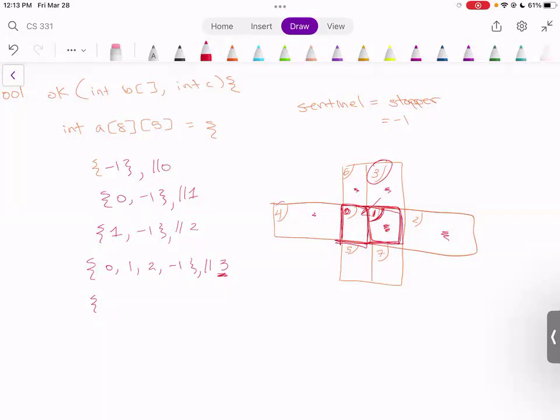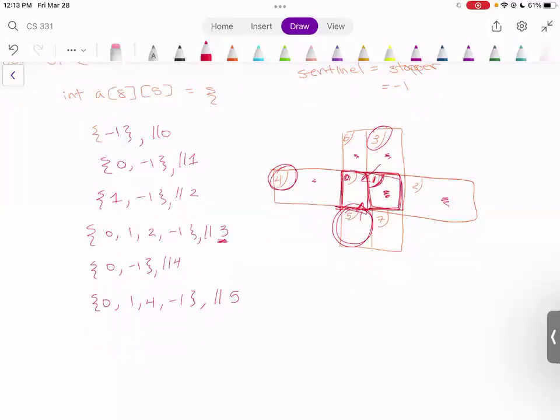Okay, now for 4. What does 4 have to be careful of? 0. Good. What about 5? What does 5 have to be careful of? 0, 1, and 4. I would suggest putting it numerically. It also just helps with consistency.